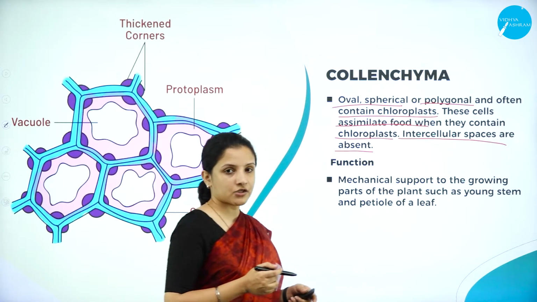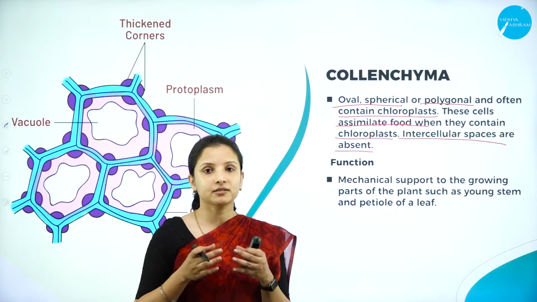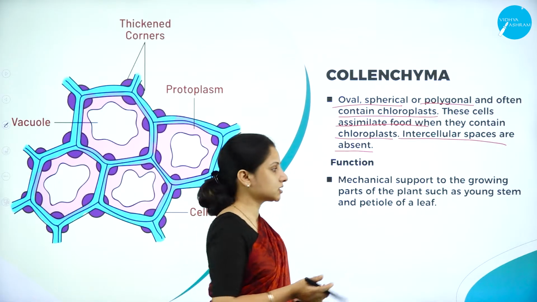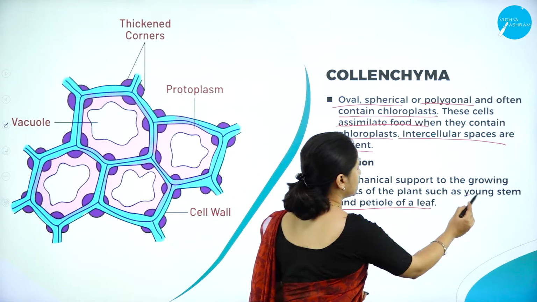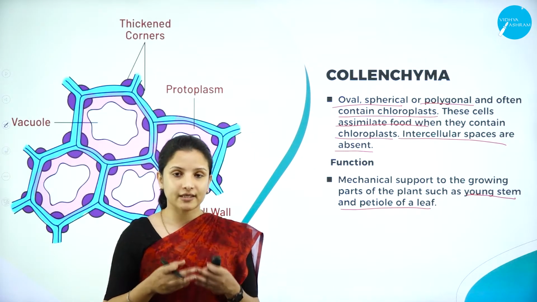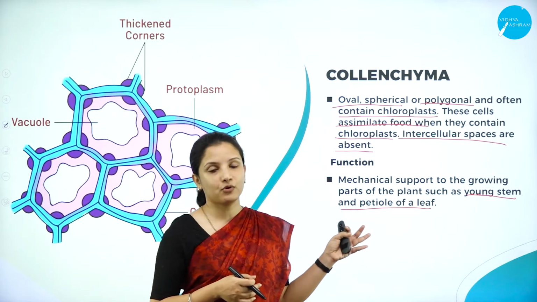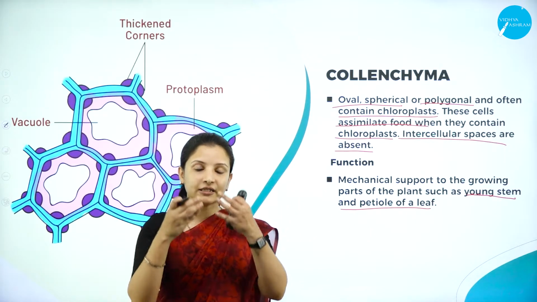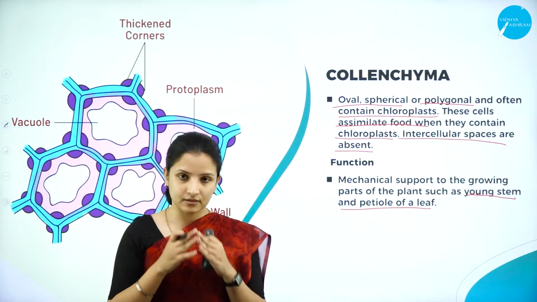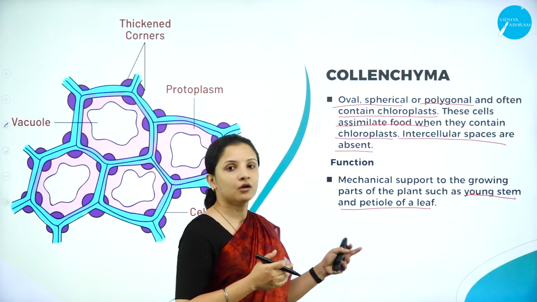And moving on to the function, these collenchyma cells actually provide mechanical support or rigidity to the growing parts of the plant, such as the young stem and the petiole of the leaf. The young stem and the petiole are usually fragile, so in such cases these cells, that is the collenchyma, provide mechanical support. You know that the stem has to stand upright, so it needs to be strong and hard. That function is actually supported by the collenchyma.